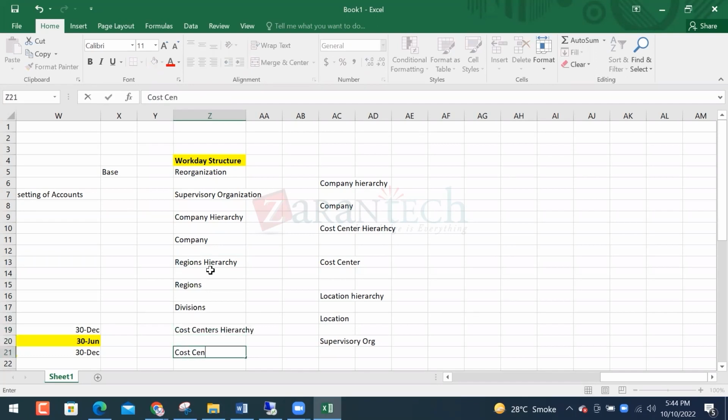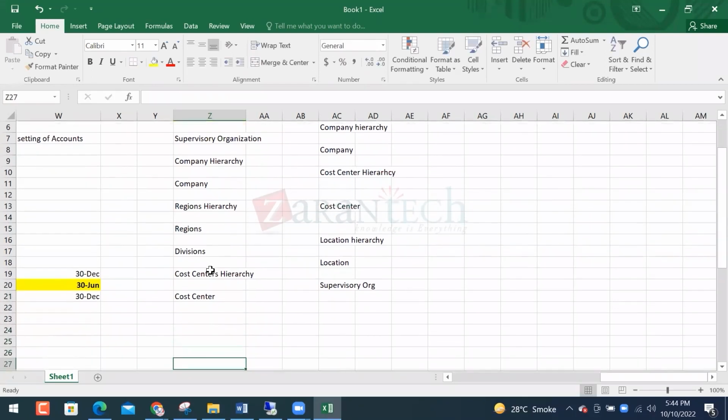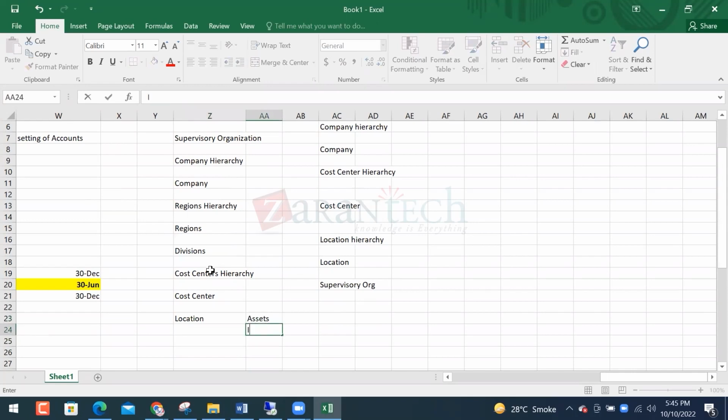Then we have cost center hierarchy and cost centers, and then finally we have location. And locations are further segregated into assets, inventory, business sites, and we have headquarter, we can say, which includes the business sites as well. One more terminology that we use for the project, that I'm missing right now. But anyhow, job posting is there.